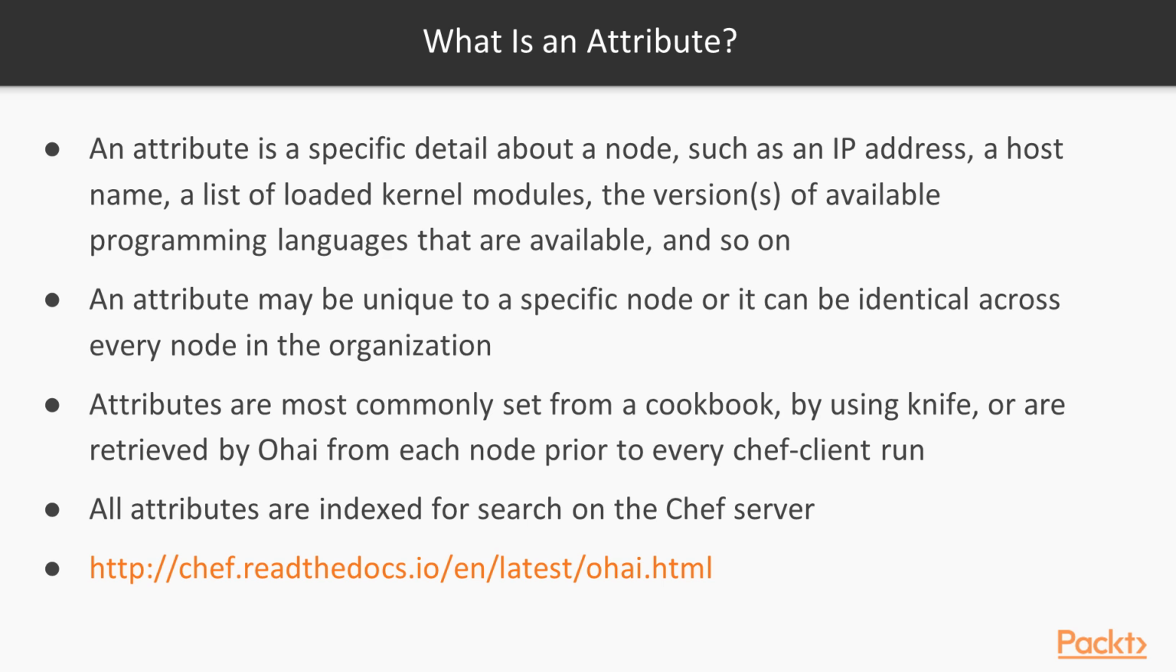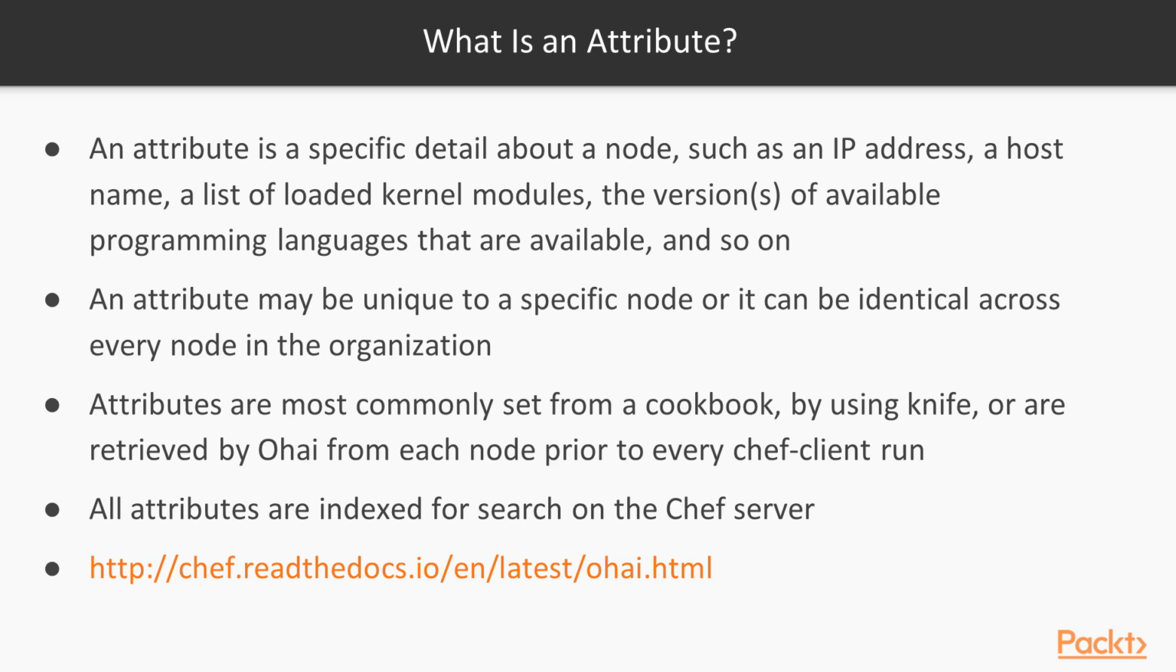For example, if you have 10 different nodes and all of them are Red Hat machines, then of course the platform will always mention Red Hat for all these machines. And let's say if you have 5 Red Hat machines and 5 Ubuntu machines, then the platform family for 5 of them will be Red Hat and for the other 5 will be Debian. Now, attributes are most commonly set from a cookbook. You can use knife to retrieve the Ohai attributes from each node prior to every chef client run. And all attributes are then indexed for search on the Chef server.